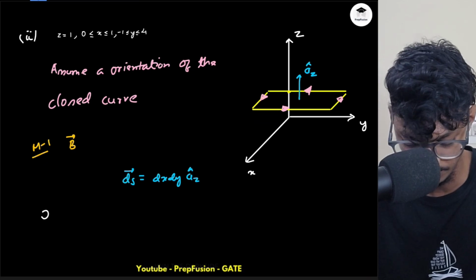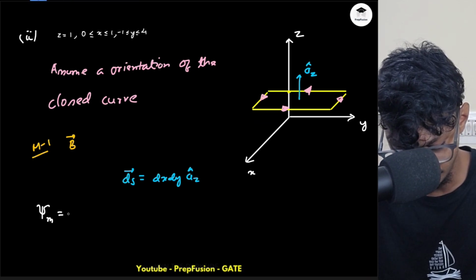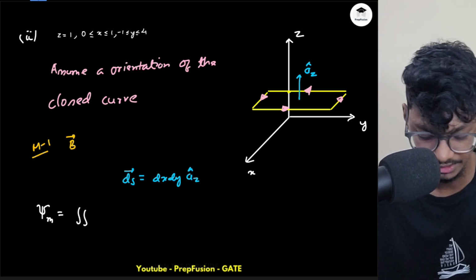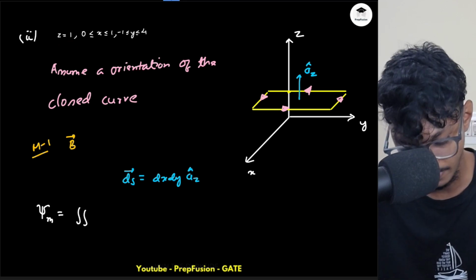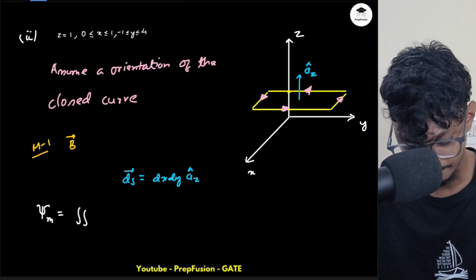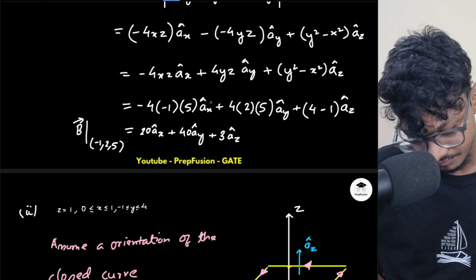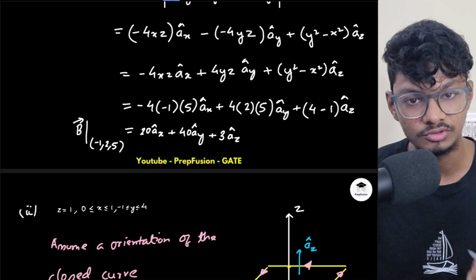So my magnetic flux psi will be equal to a double integration. Do notice that z is not varying, z is equal to 1, while x is varying. I will replace B here with the function I got, and since I only have the AZ cap component, I will solve only for AZ cap.